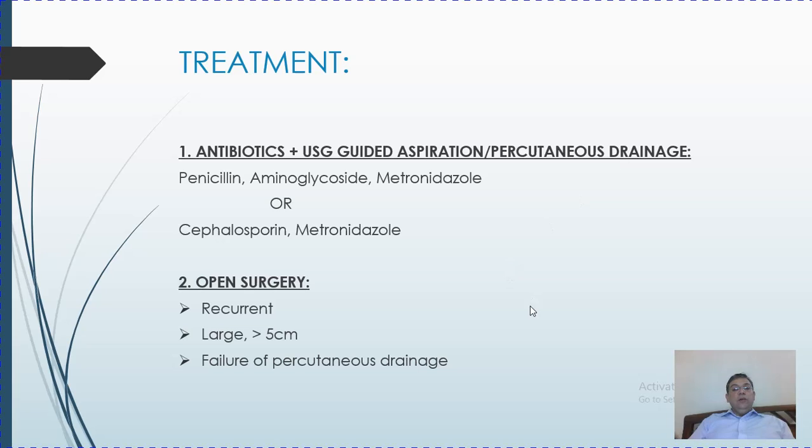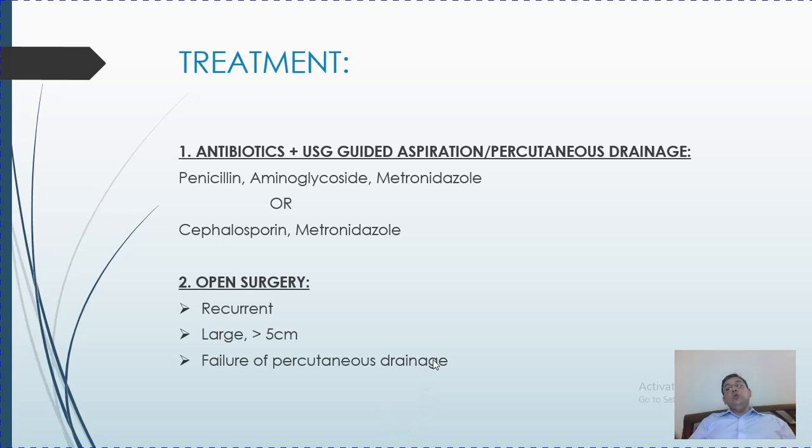Now treatment once again for pyogenic liver disease resembles the treatment for amoebic liver abscess. These patients would require antibiotics and once again ultrasonographic guided aspiration or percutaneous drainage. The antibiotics we use, as we have seen, the causative organisms are most of the times gram negative or they are anaerobes. So you need gram negative and anaerobic cover. For that you can give penicillins with aminoglycosides and metronidazole or third generation cephalosporins with metronidazole.